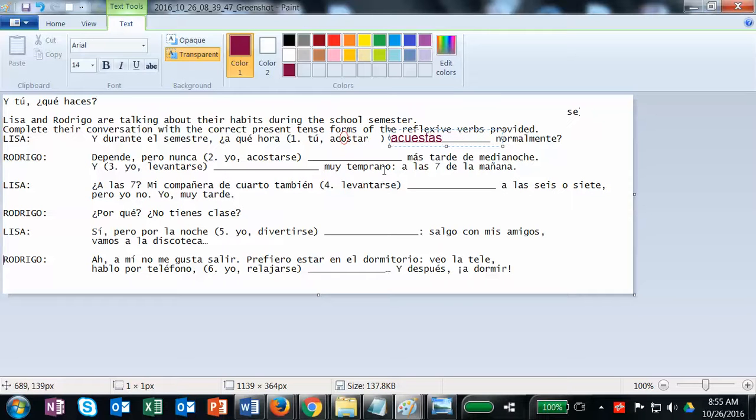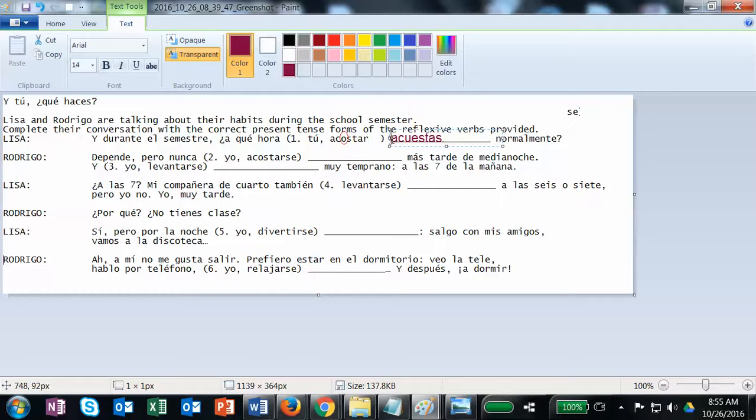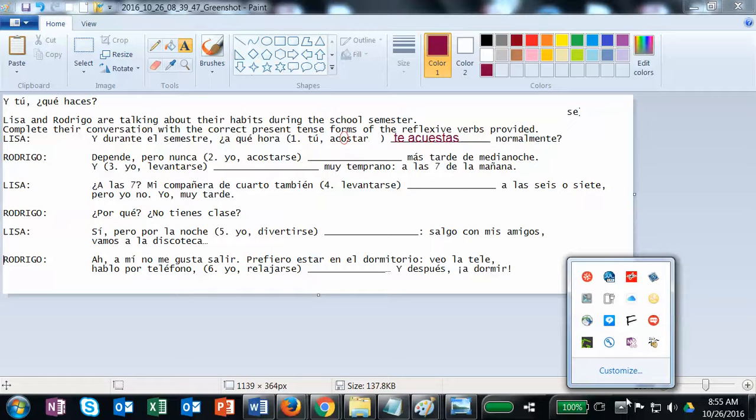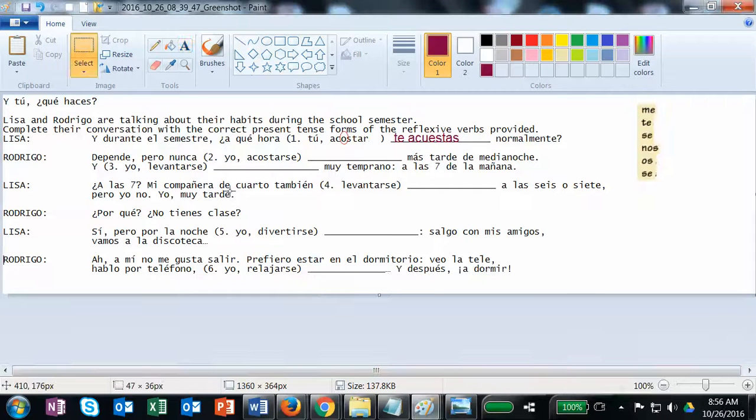But she's saying to Rodrigo, at what time do you put yourself to bed? And so then we need the reflexive pronoun that matches Rodrigo. When we're talking to him, it would be te. And I'm going to pull those over. Okay, so we're going to do the same thing down here.